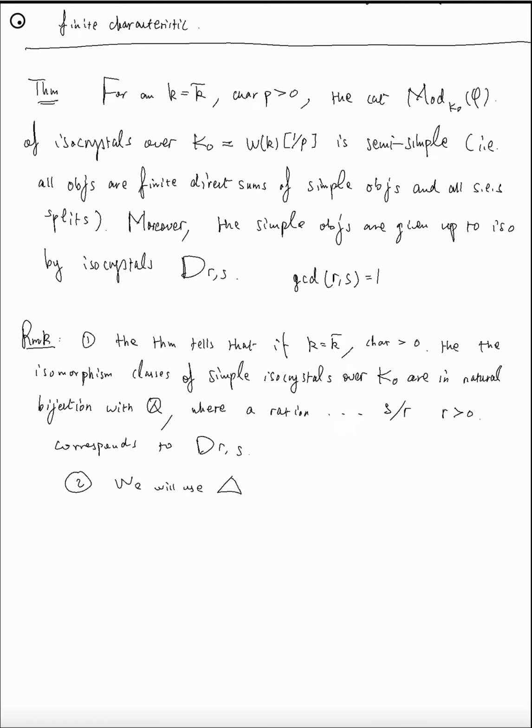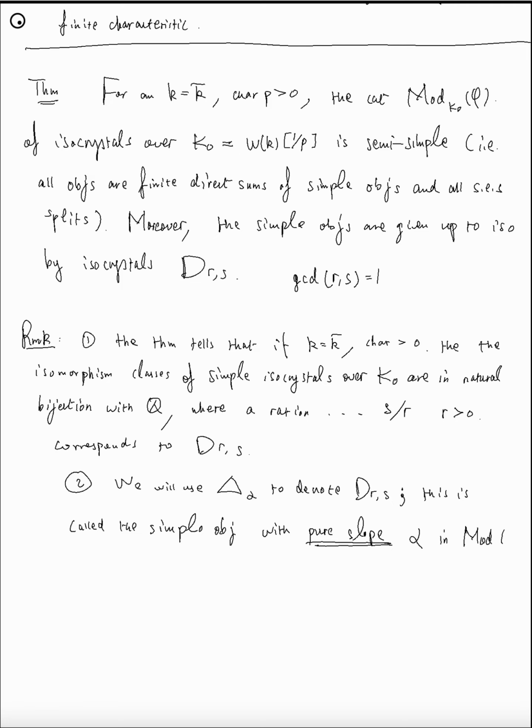Second remark, we will use triangle alpha to denote D_{r,s}. This is called a simple object with pure slope alpha, in this category of isocrystals over K0, still under the assumption K equals K bar.